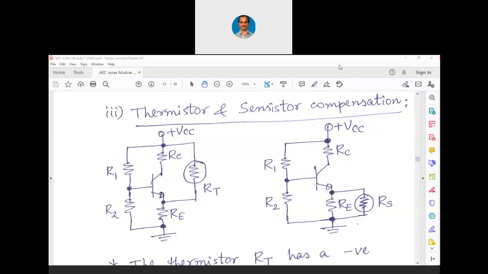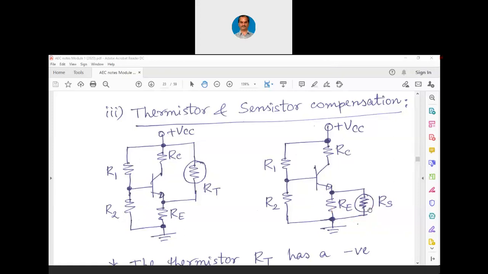But what happens in the other case, when we connect the sensistor here? Now you can see here, we have a path of one sensistor, and one more path of this main path, where the emitter current is coming down. So if temperature increases, what happens to the voltage drop across RS? It is going to increase. Why? If temperature increases, the value of RS is going to increase. When the value of RS increases, it is going to cause an increased drop across this RE, because RE and RS are in parallel.